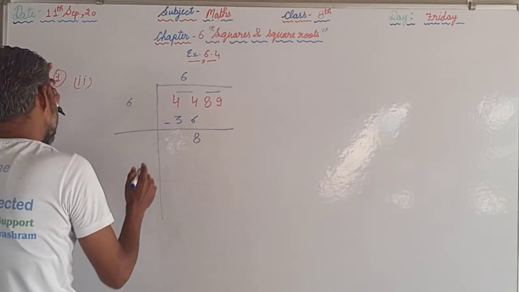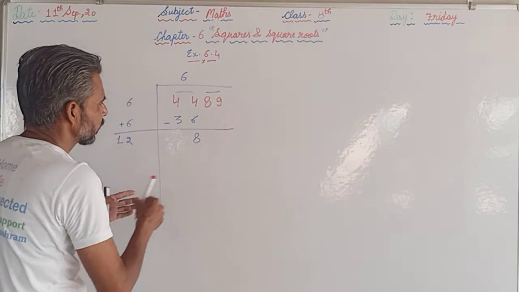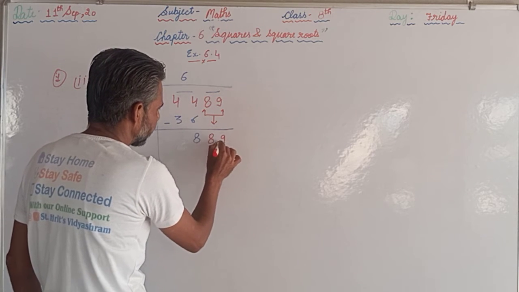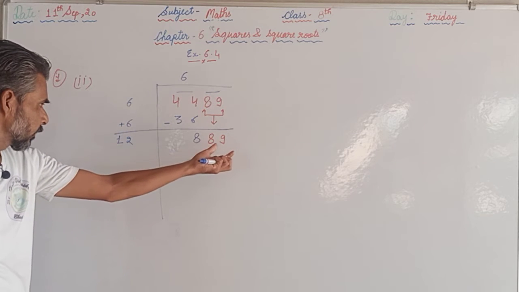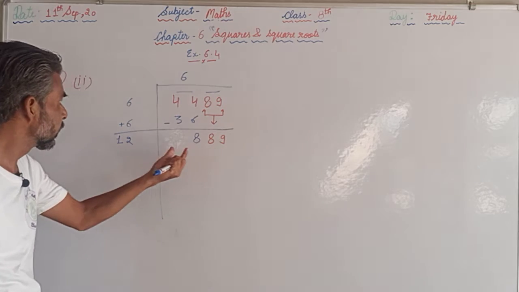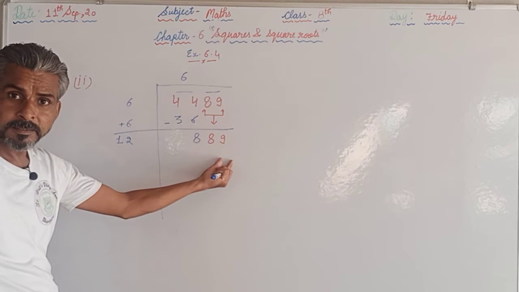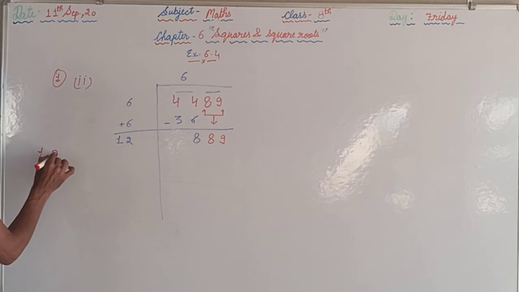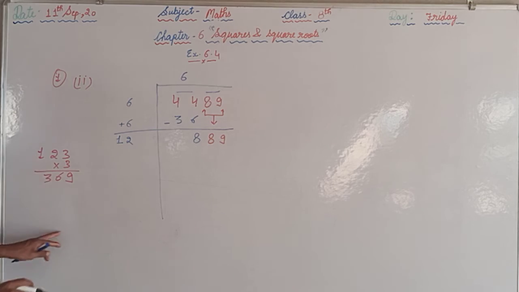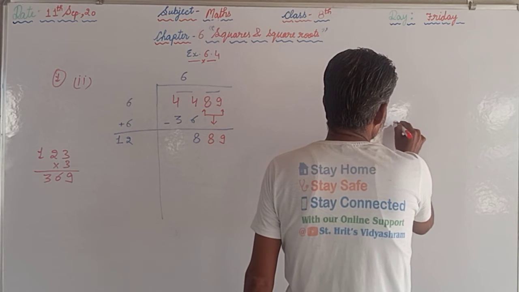This 6 will come here and it becomes 12. Now we borrow the pair, that is 89, so it becomes 889. So 9 is at the units place. If 9 is at the units place, here can be 3, because 3 3s are 9, or 7. So we can select 123 and multiply by 3, but that is less than 889. So we move towards our next option, that is 127.